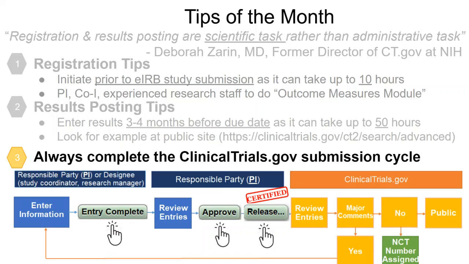As you can see in this figure, the record must be marked as entry completed by whoever entered the data. Note that anyone on the study team can assist with CT.gov reporting, but the responsible party, the PI, needs to verify the data entry and submit it to CT.gov as it is required by law.